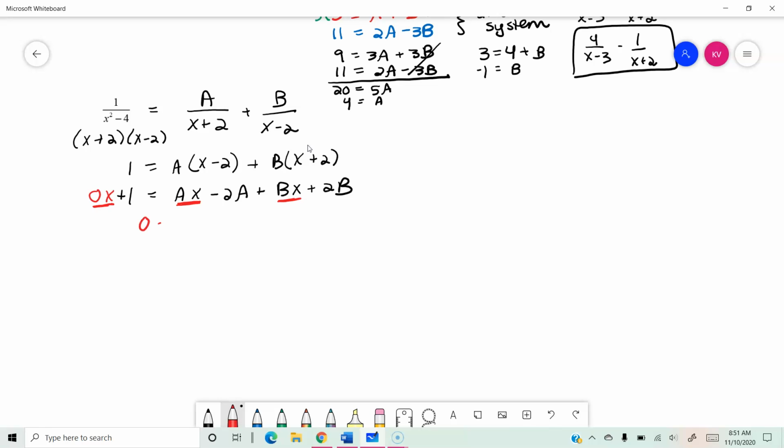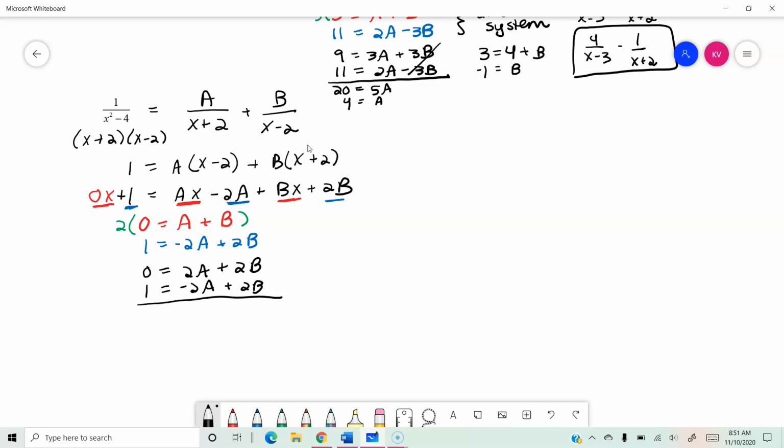And then your first equation will be 0 equals A plus B. And then your second equation will be these terms that are left here. So that'll be 1 equals -2A plus 2B. And then you want to solve. This is a 2 by 2 system of equations, just like we had last time. And so I'm going to multiply the first equation by 2 so that the A's will cancel. So I'm going to get 0 equals 2A plus 2B. The second equation is staying the same. Stack those up, add down your columns, and you get B equals 1/4.